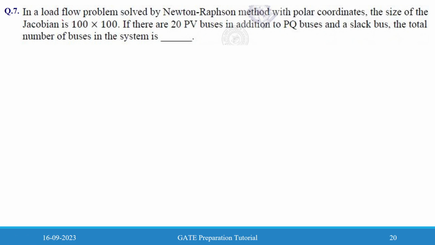In this question, in a load flow problem solved by Newton-Raphson method with polar coordinates, the size of Jacobian is 100 cross 100. If there are 20 PV buses in addition to PQ buses and a slack bus, the total number of buses in the system is? I have not gone through load flow analysis like Newton-Raphson method and Gauss-Seidel load flow; we will see them in the subsequent class. Meanwhile, we are going to solve the problem. We will see the Jacobian matrix form and load flow equations later. This question was asked in GATE 2017 set 2.